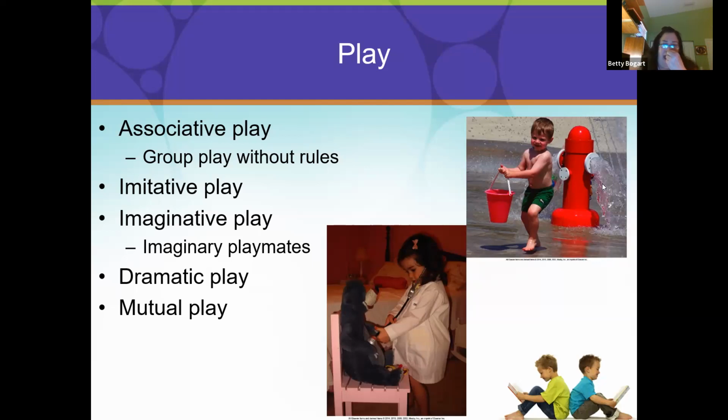Dramatic play is when you act out things. We use this a lot in the medical field to find out sometimes what things happened. And mutual play, again, is playing together.